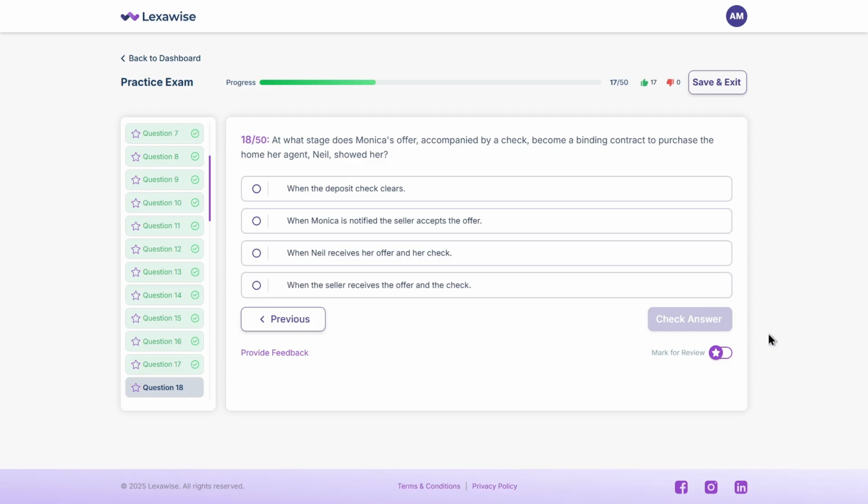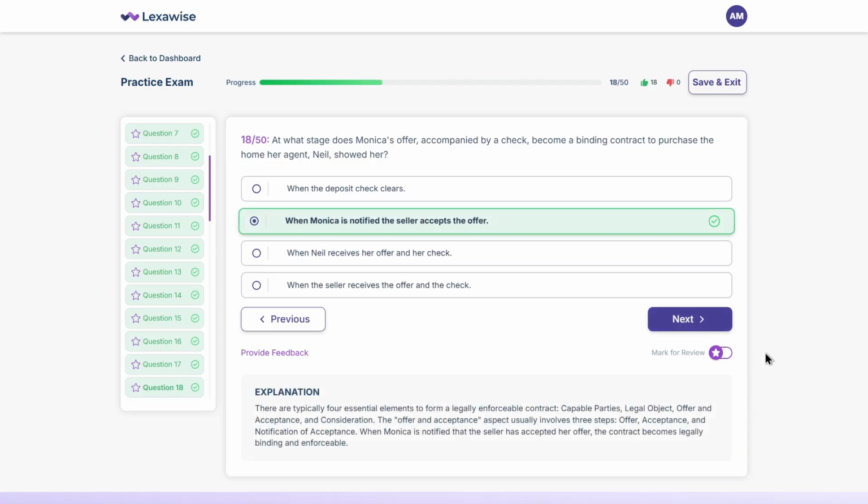The correct answer is B. When Monica is notified, the seller accepts the offer. There are typically four essential elements to form a legally enforceable contract: capable parties, legal object, offer and acceptance, and consideration. The offer and acceptance aspect usually involves three steps: offer, acceptance, and notification of acceptance.